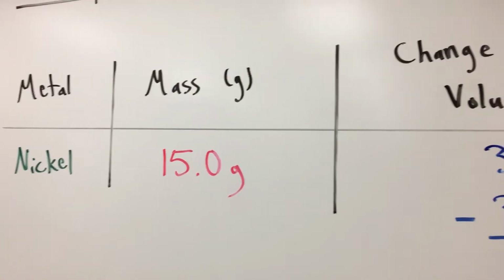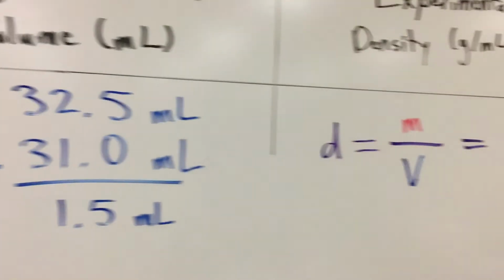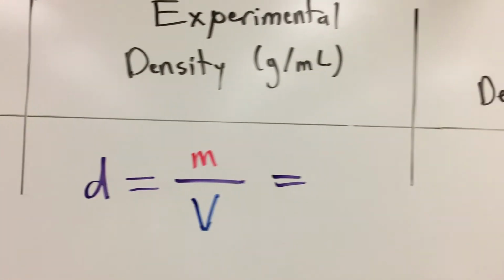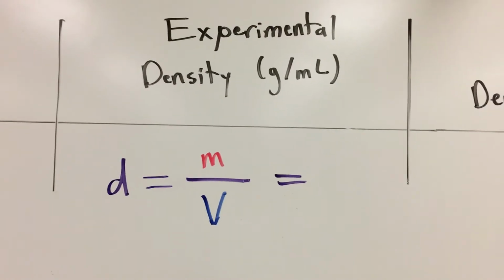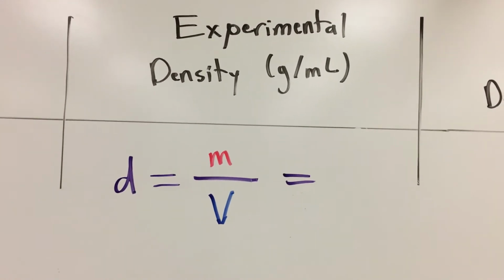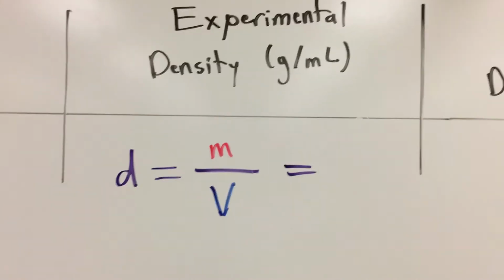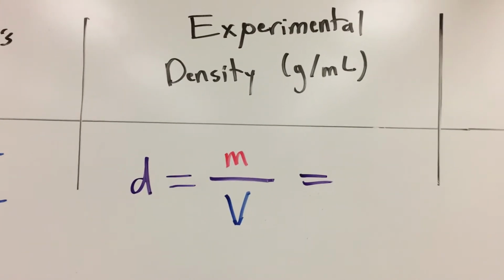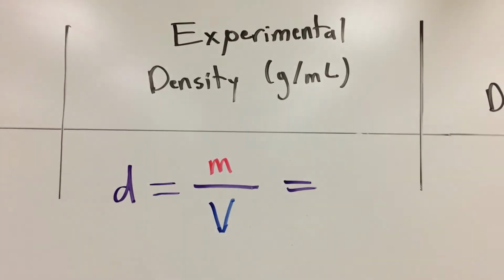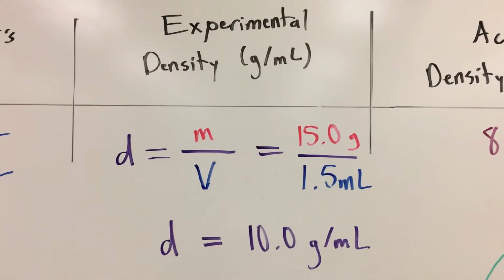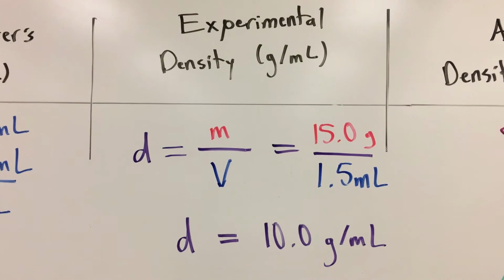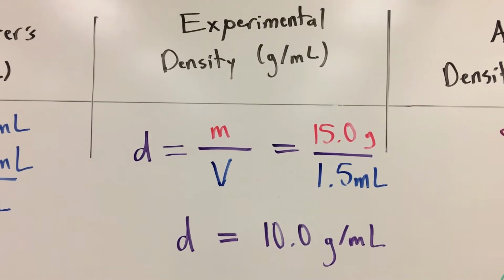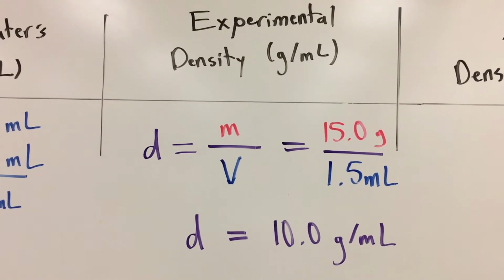Now, if I've got the volume in milliliters and I've got the mass in grams of my nickel sample, then I can calculate the density, which is just the mass divided by the volume. Experimentally, I determined the mass to be 15 grams. I determined the volume to be 1.5 milliliters, so I've just got to divide 15 grams by 1.5 milliliters. So if you run this through a calculator, or you've got some good mental math, the density of this nickel sample is going to be 10.0 grams per milliliter.